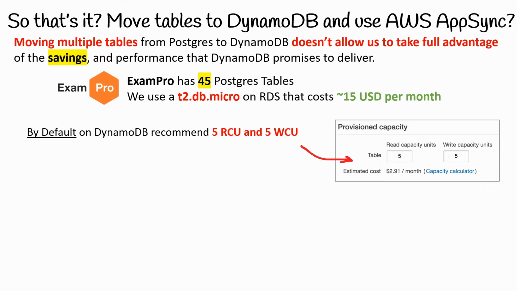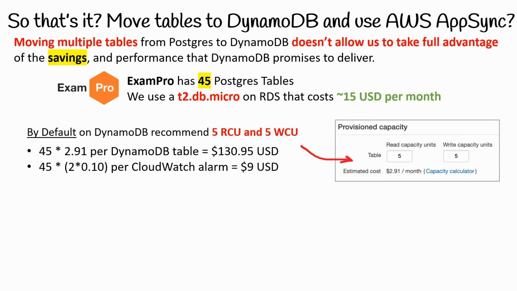In DynamoDB, you have these RCUs and WCUs. You can say how much capacity you want, like how many queries you can do at the same time, and have a guarantee per second. And so we calculate that out. We have 45 tables at $2.91. That's 130 USD. And there's the CloudWatch alarm, so it's like 139. It's almost 140 bucks USD. And I'm in Canada, so that's expensive.